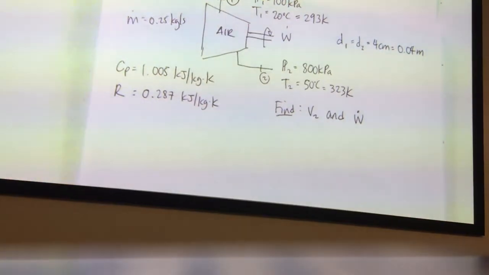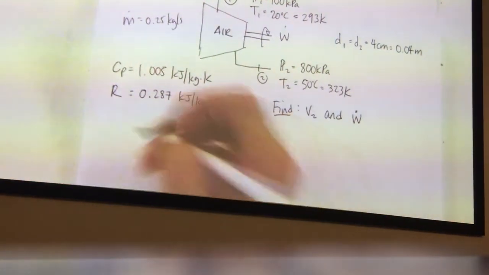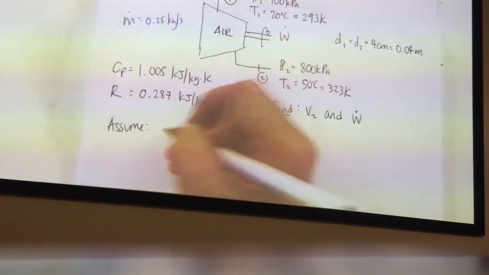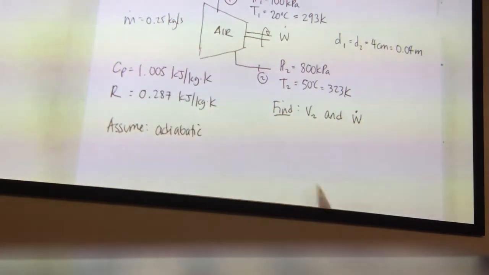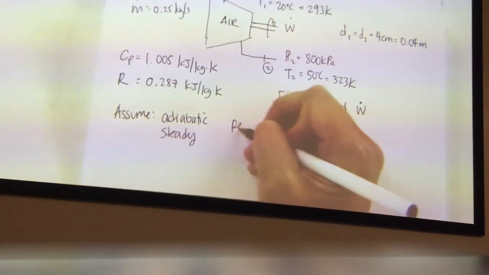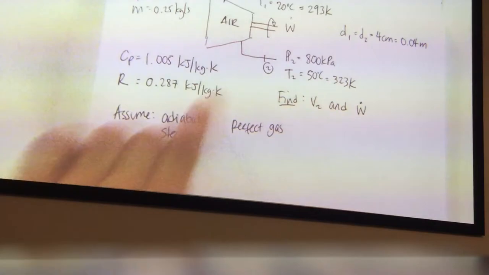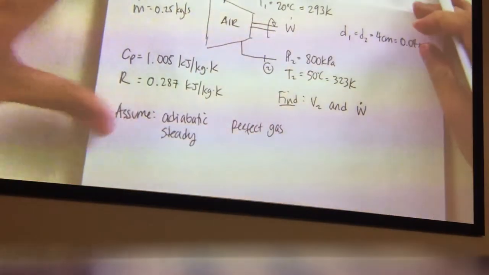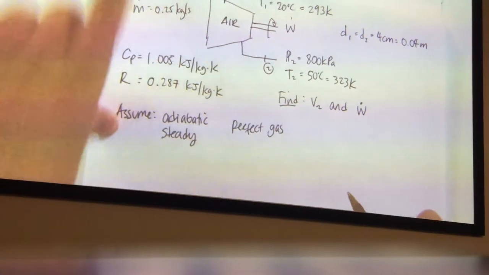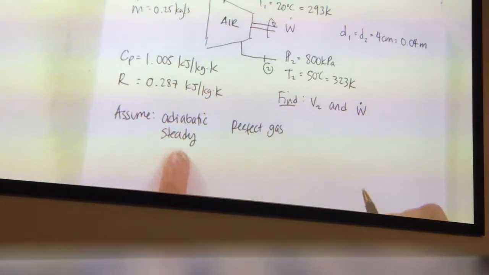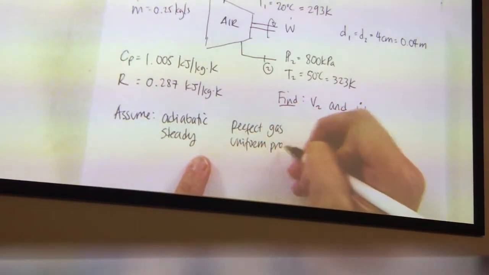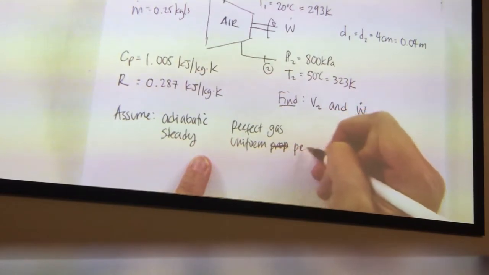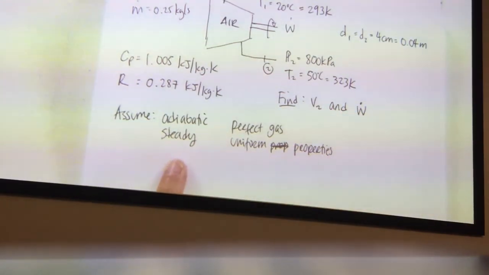Let's do that. First, we do our assumptions. The first thing you always do is state your assumptions. We're going to assume this is adiabatic, meaning there is no heat loss to the environment. Steady flow going in there. We're also going to assume it's a perfect gas. A lot of these assumptions are implied in the problem, so make sure to look for them in the words of the question. Then we have uniform properties, so that our integrals become easier.